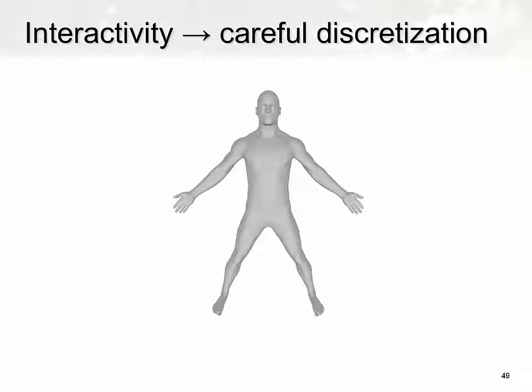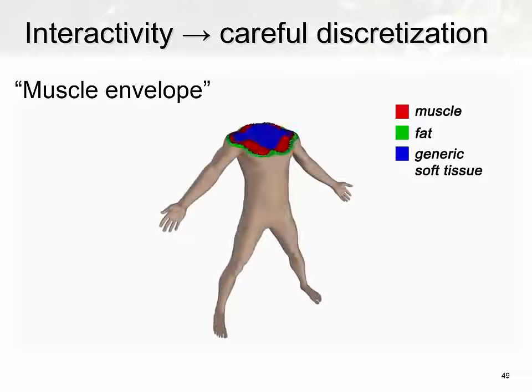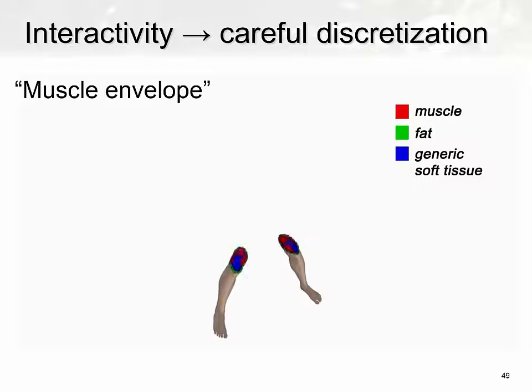I always strive for interactivity, and here we were able to achieve it by using the alternating solver I mentioned earlier, and a specially designed volumetric discretization. So the idea is to use an auxiliary mesh called muscle envelope, and we create this by shrinking the skin until it reaches the muscles. And this is what allows us to cleanly separate the muscles from the subcutaneous fat tissues, as you can see on this visualization.